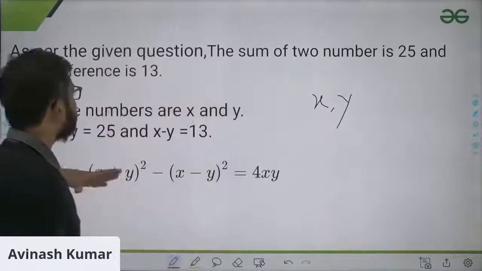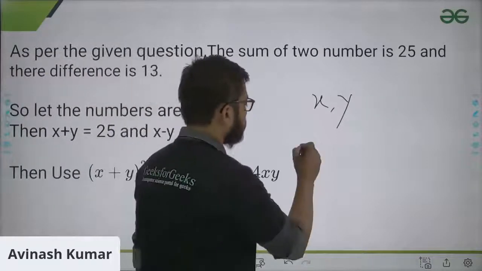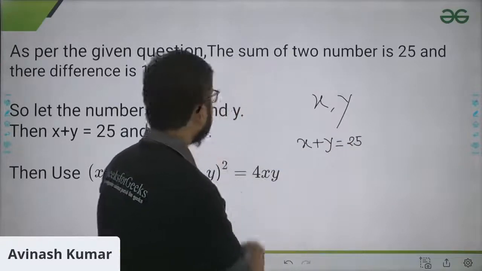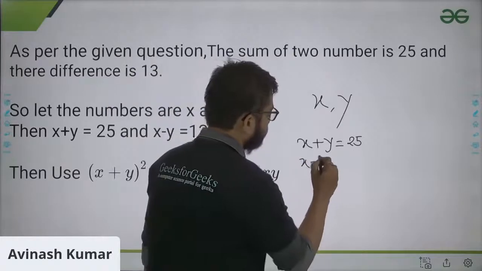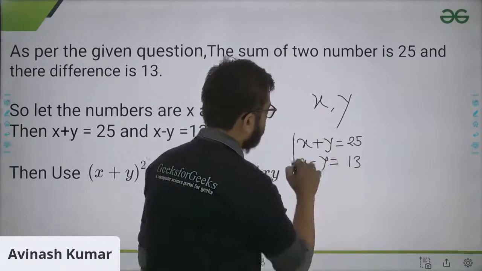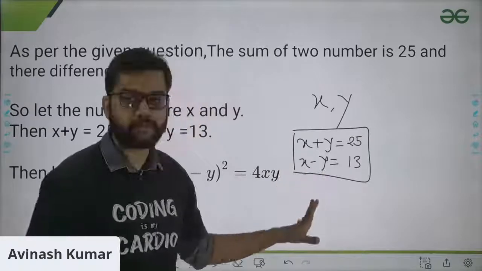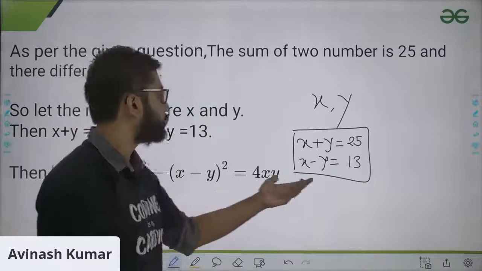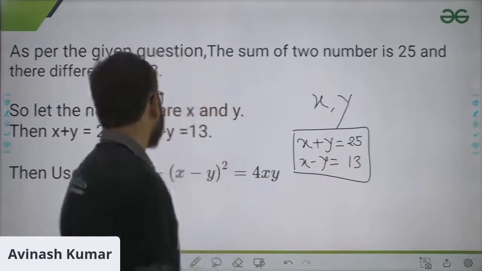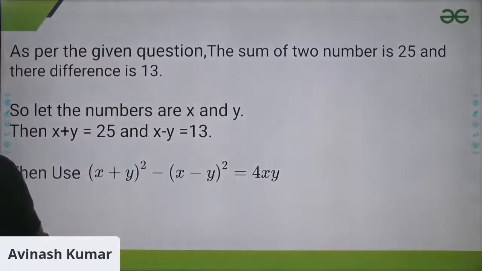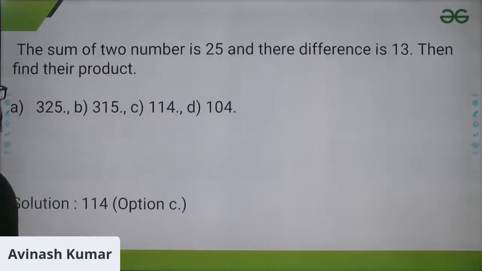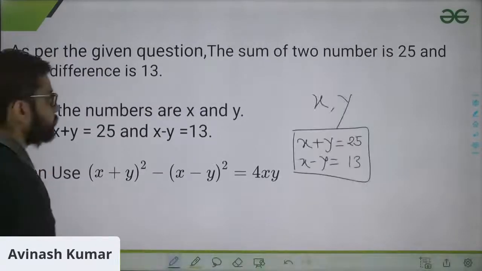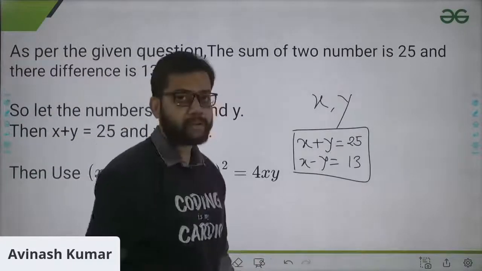As per the question, the sum of two numbers is 25, so x plus y is equal to 25, and the difference is x minus y is equal to 30. This is what they have given us. The sum of the numbers is 25 as well as the difference of the numbers is 30. Now they are asking us to find their product, so we have to find out how we are going to get it with the formula.